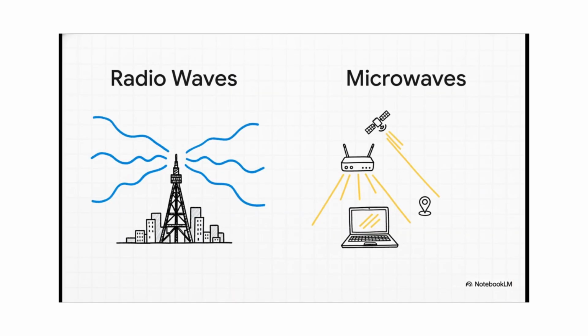Down here on the low-energy end, we've got radio waves. Their long wavelengths are perfect for blanketing huge areas, which is why we use them for radio broadcasts in our 4G and 5G mobile networks. And right next door are microwaves, which are fantastic at carrying massive amounts of data in a focused beam. This is the tech behind your Wi-Fi router and the entire GPS system.